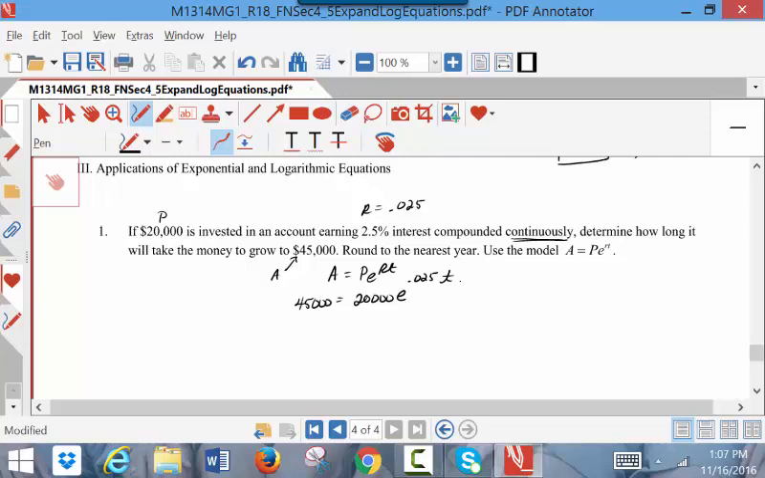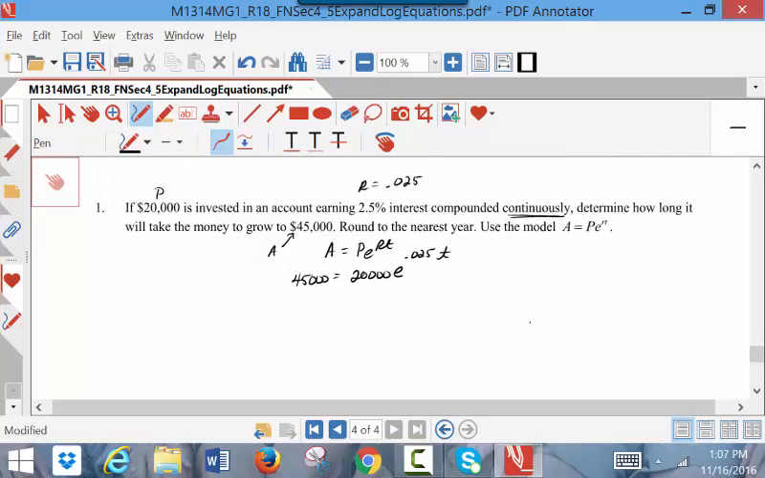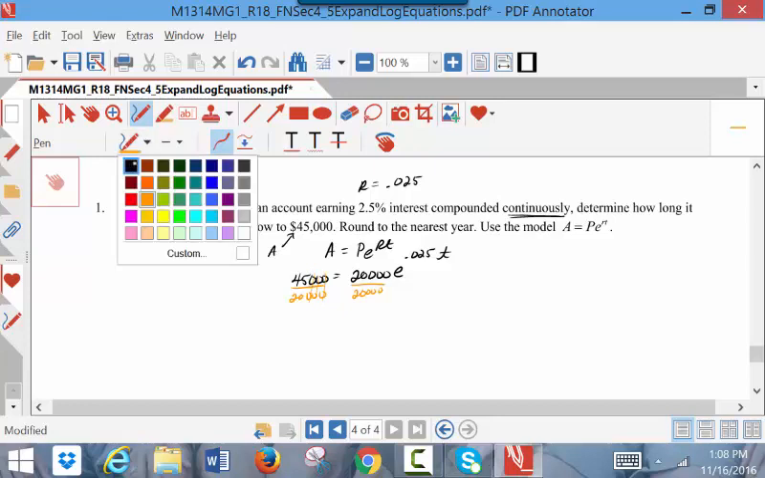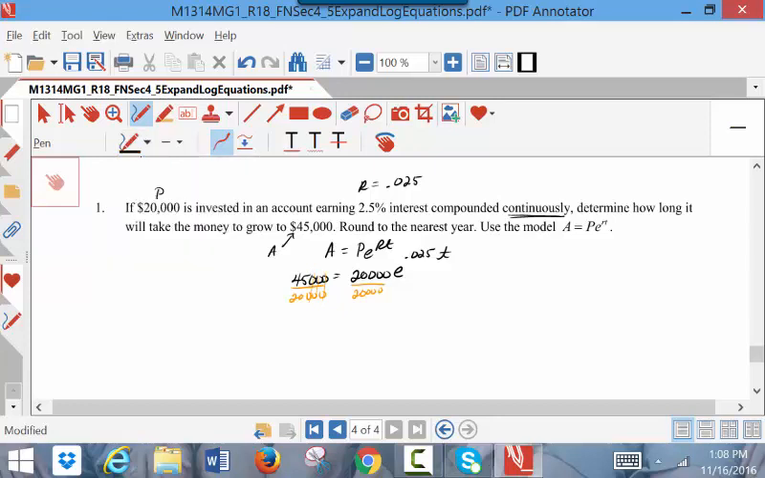All right, so how do I do this? When you're trying to solve for that exponent, the first thing you want to get rid of is that coefficient of 20,000. So the very first step is to divide off this 20,000. And when you do, these 3 zeros are gone, so it's really 45 over 20. And 45 over 20 is what? 9/4. Correct?